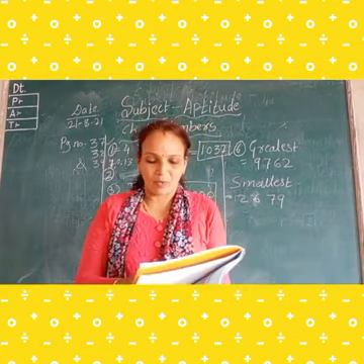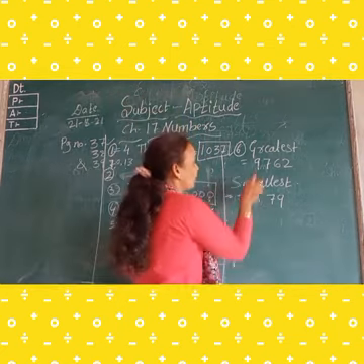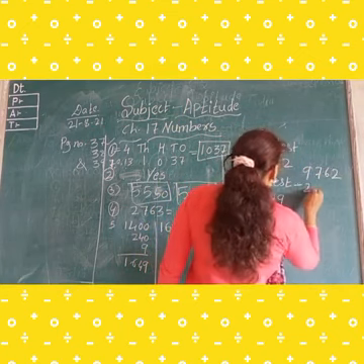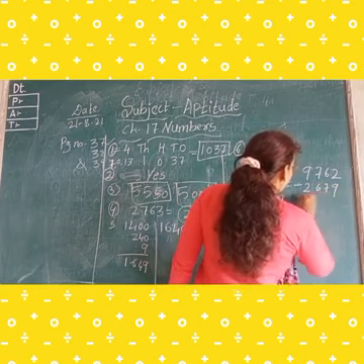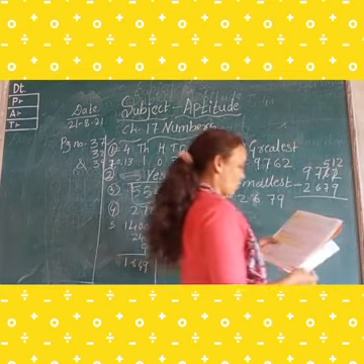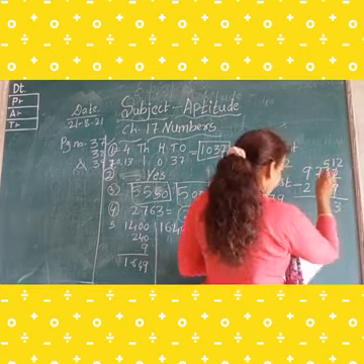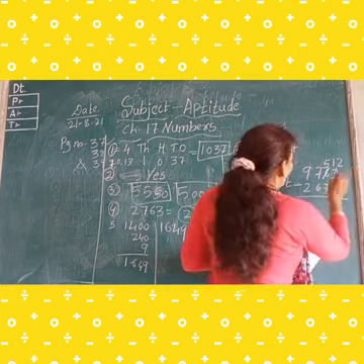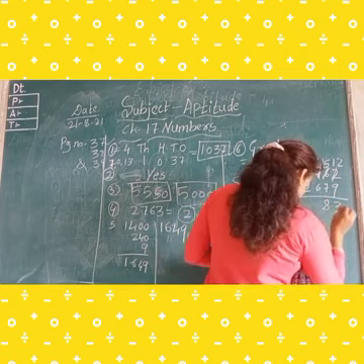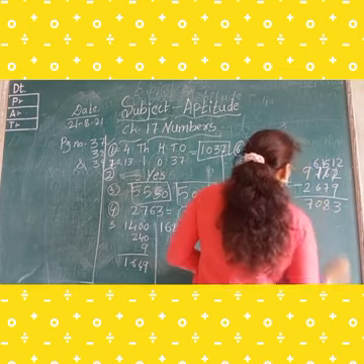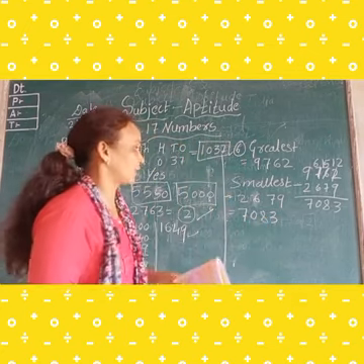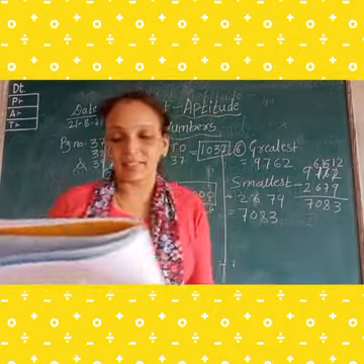Find the difference between the smallest and greatest 4-digit number. In the bigger number, we have to subtract the smaller number. Difference means subtraction. So 12 minus 9 is 3, 15 minus 7 is 8, 6 minus 6 is 0, 9 minus 2 is 7. Our answer is 7083.